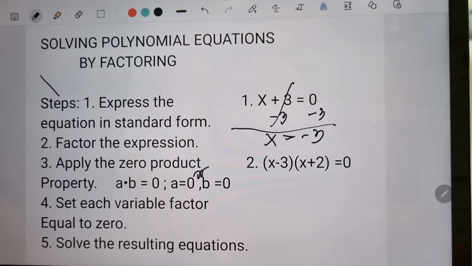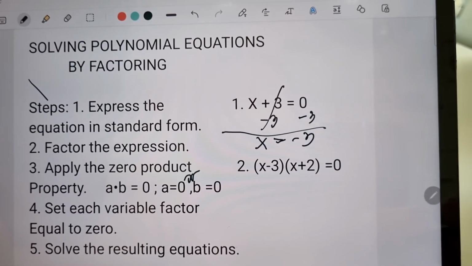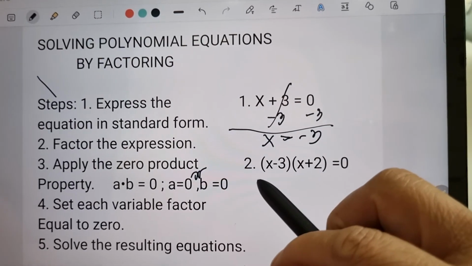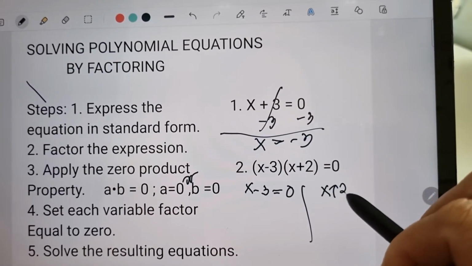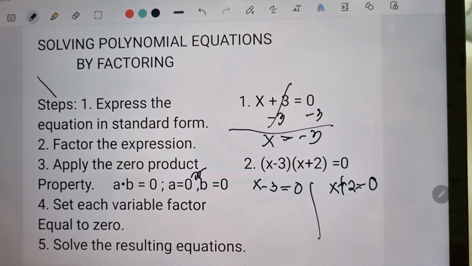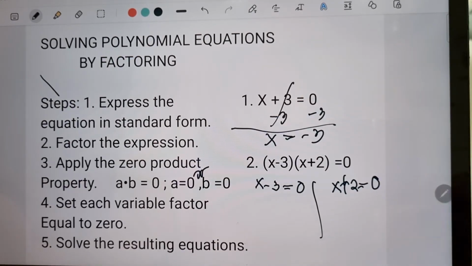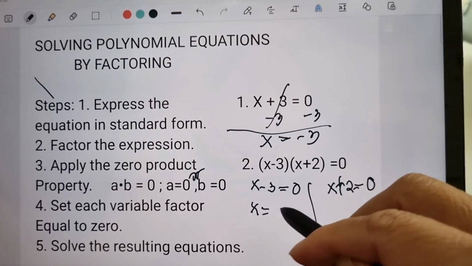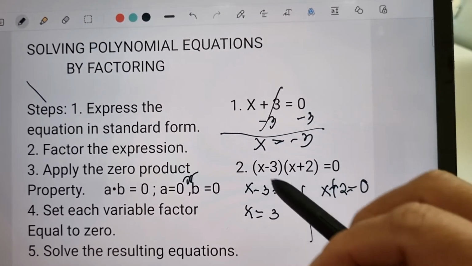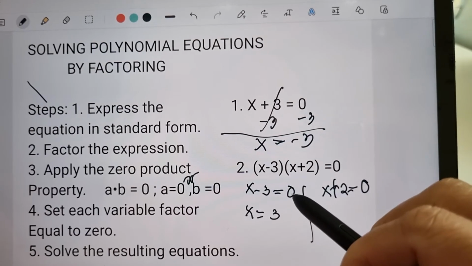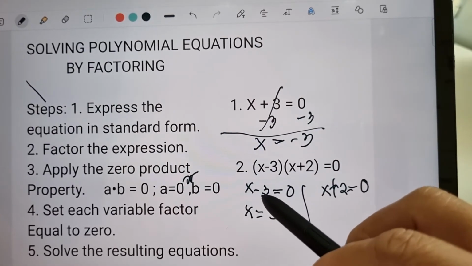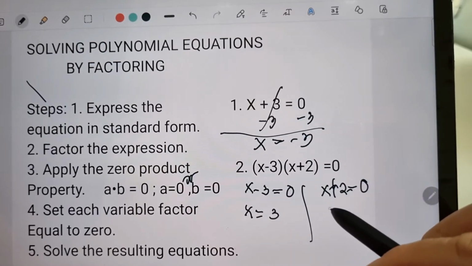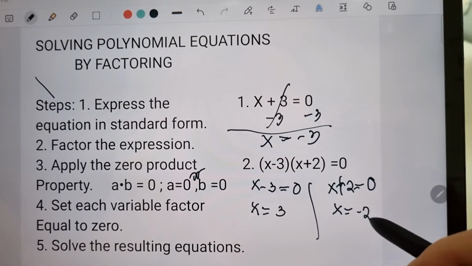Apply the zero product property na ibig sabihin, i-equate lang natin or i-set lang natin yung variable factor natin equal to 0. Ibig sabihin, x minus 3 is equal to 0. On the other side, x plus 2 is equal to 0. And then, you can now solve for x. So dito, x would be equal to positive 3. You can simply transpose this on the other side of the equation and it becomes positive because this is negative. Or, adding 3 on both sides of the equation. And this one, x is equal to negative 2.